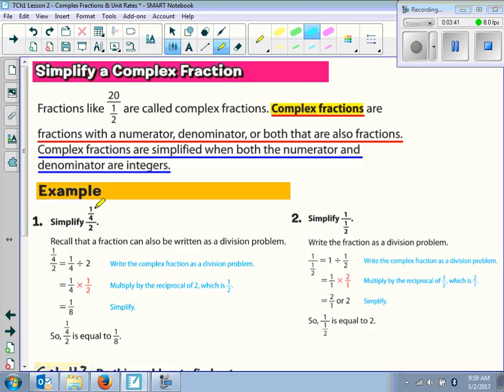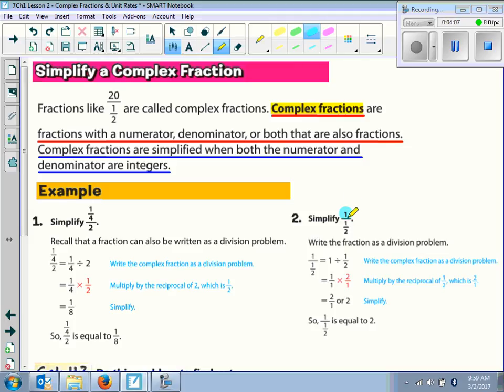So this says 1/4 divided by 2, because 1/4 over 2 is 1/4 divided by 2. So then when we are dividing with fractions, we multiply by the reciprocal. So that's going to end up 1/4 times 1/2, because the reciprocal of 2/1 is 1/2, okay? And then we simplify to 1/8.